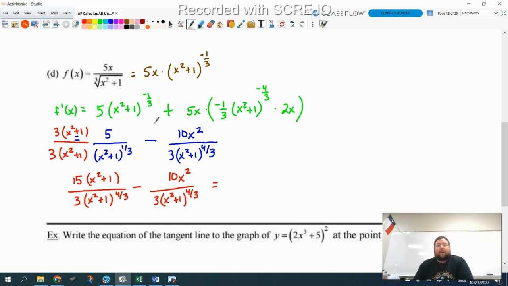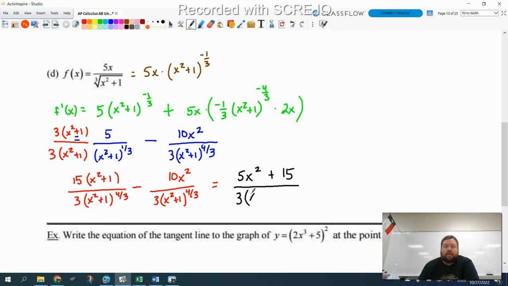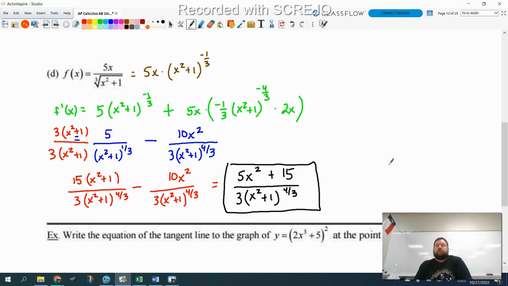Okay. So now we have the right sign there. So now we have 15x squared minus 10x squared, which is equal to 5x squared. And then we have 15 minus 0, so just plus 15. Then my denominator is 3 times x squared plus 1 to the 4/3 power. All right, so you can decide whether you think the quotient rule or the product rule is easier on that one.